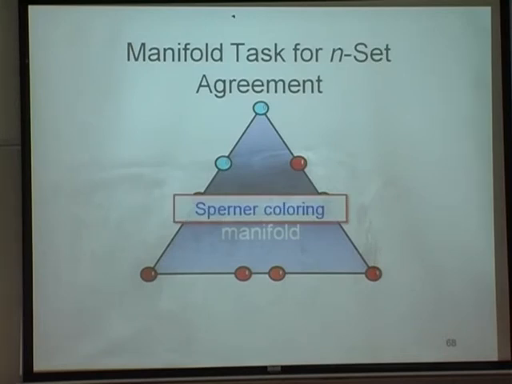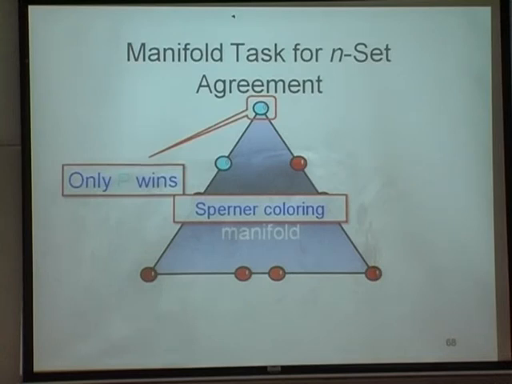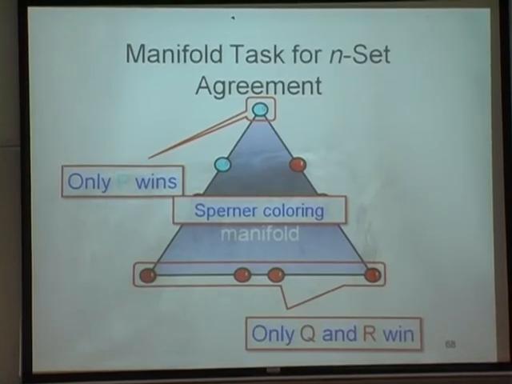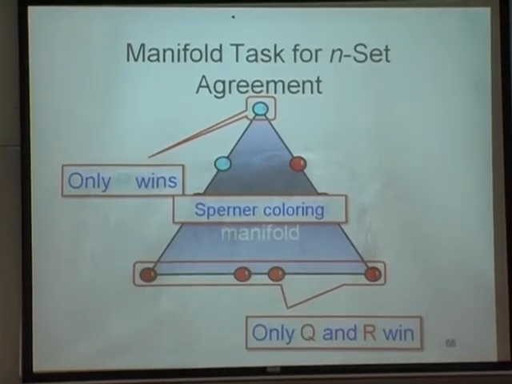And I'm going to argue this is a Sperner coloring. Why is this? Well, here, if P runs by itself and finishes before anyone takes a step, then only P can win. Here, only Q and R run, so only Q and R can win. So this is a somewhat more informal argument than I did before, but since we've gone through this enough times, I think it's a good idea to not dwell on this too much.